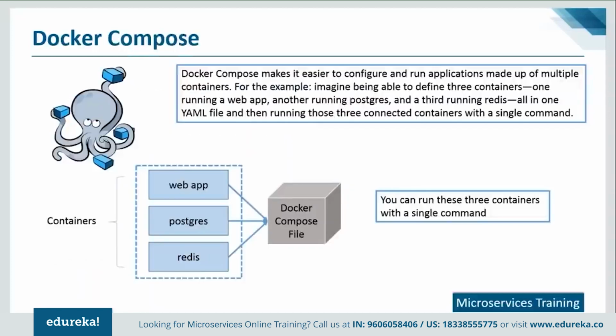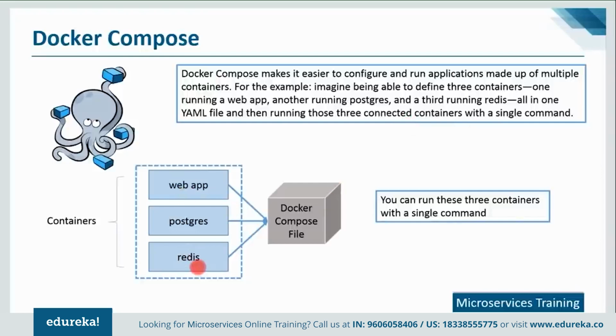Now I'm going to talk about Docker Compose because this is what I'm going to use in today's session. Now, what exactly Docker Compose is, when you have multiple containers, then Docker Compose makes it easier to configure and run applications that are there in those containers. What I mean by that, consider the example that is there in front of your screen. So imagine I'm being able to define three containers, one running a web app, another running a Postgres, and a third Redis. Now all in one YAML file and then running those three connected containers with a single command. That's what Docker Compose is.